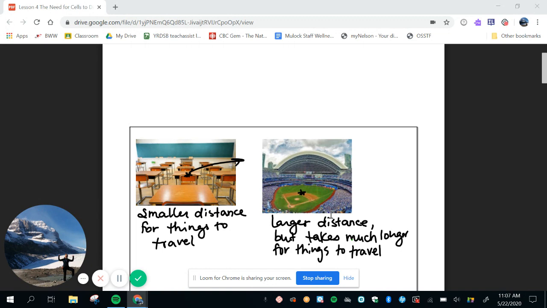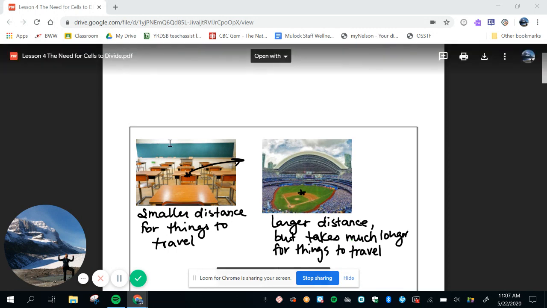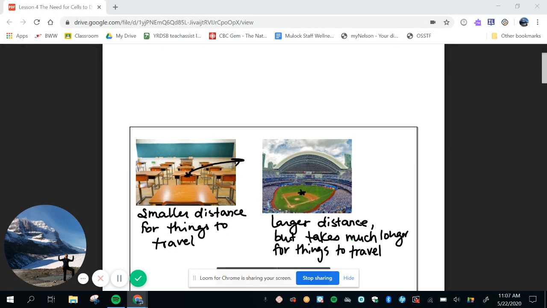So cells are actually the same way. It's much better to have a smaller cell, as in our classroom example, than to have a great big cell, because there's lots of important stuff that needs to move in and out, such as food and other things like that.